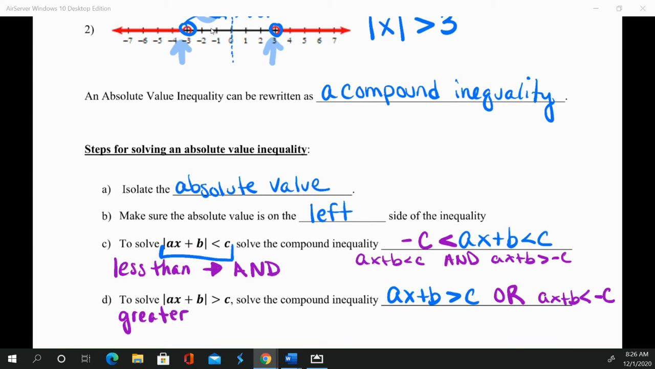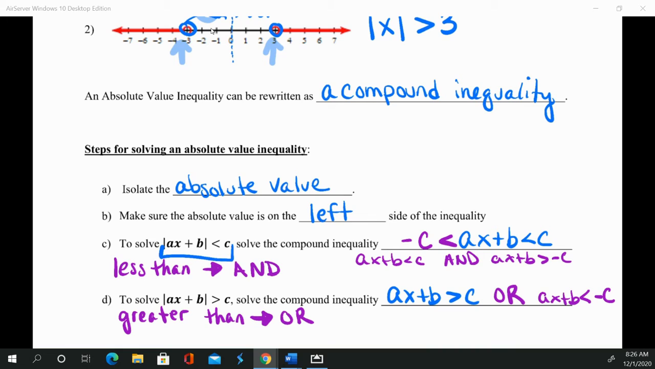So if the absolute value is greater than something, then it's going to be an or compound inequality. If you know just C and D, you're going to do fine with absolute value inequalities. Less than is an and, greater than is an or.